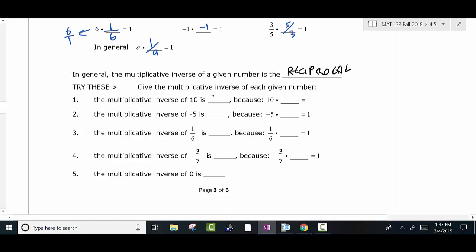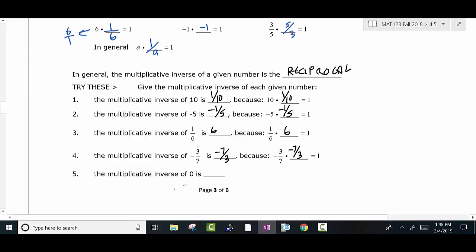The multiplicative inverse of 10 is 1/10, because 10 times a tenth is 1. The multiplicative inverse of -5 is -1/5. It doesn't matter where you have the negative, because if you multiply that out, you get 1. The multiplicative inverse of 1/6 is 6, because 6 times 1/6 is 1. And then the next one would be -7/3. It is a reciprocal.